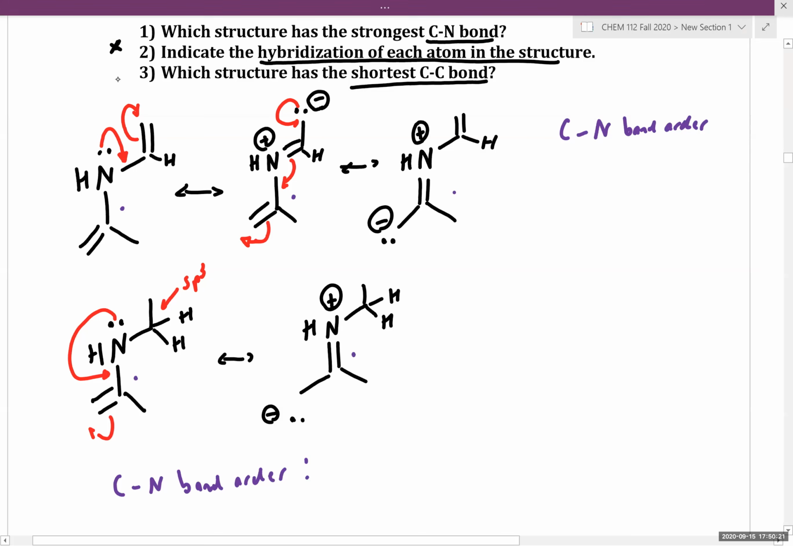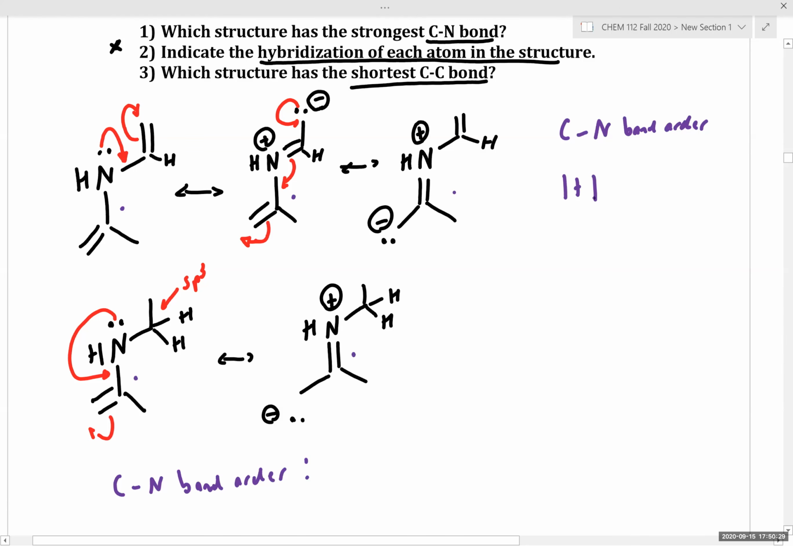So for the carbon-nitrogen bond order in this top structure, in our first structure, we have a bond order of 1. Second structure, a bond order of 1. Third structure, a bond order of 2. We have 3 total structures, and that gives us a bond order of 4/3.